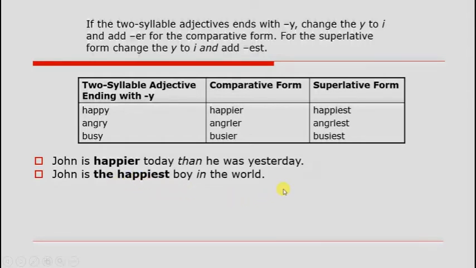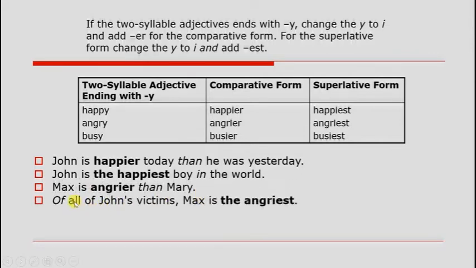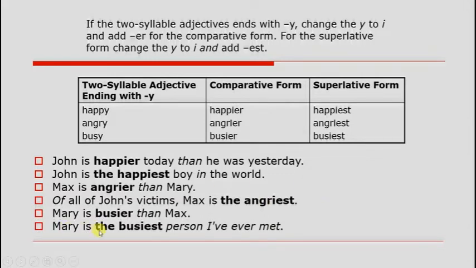Max is angrier than Mary, so it's comparative, angrier than. Of all of John's victims, Max is the angriest. Mary is busier than Max, comparative, and here it's superlative. Mary is the busiest person I've ever met, so it's superlative, the busiest.